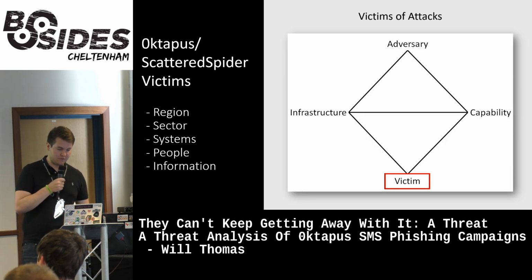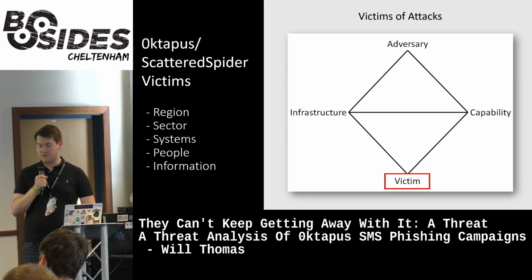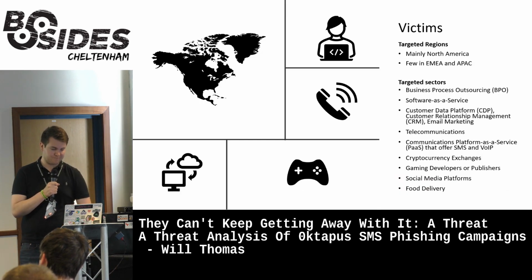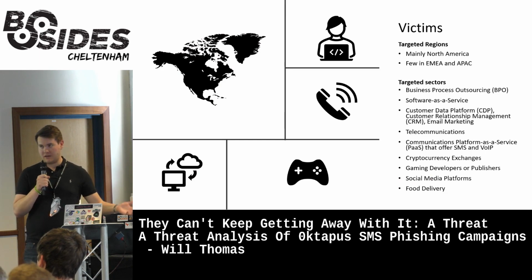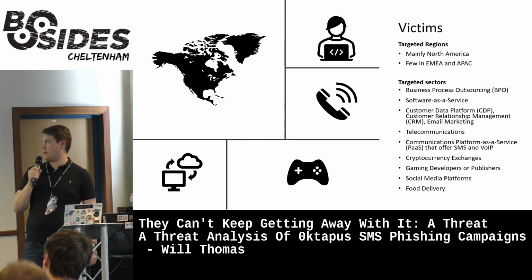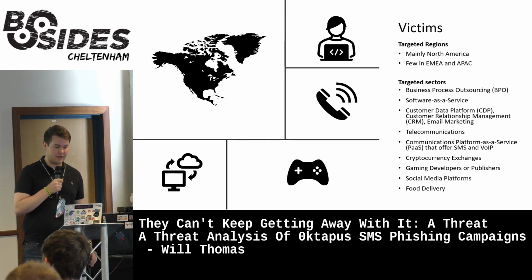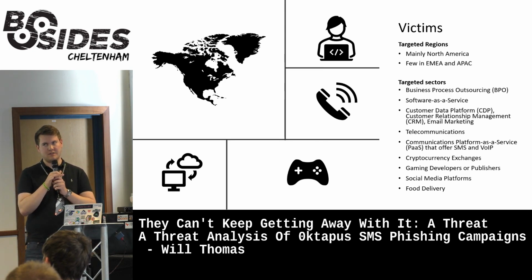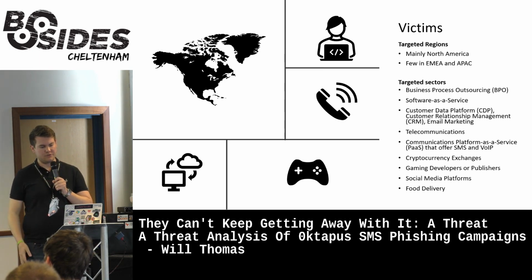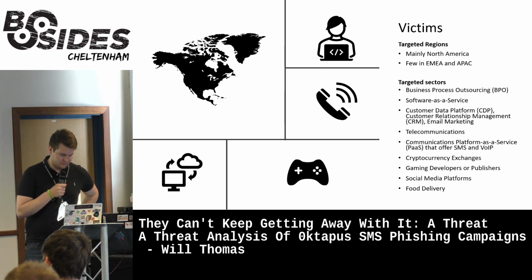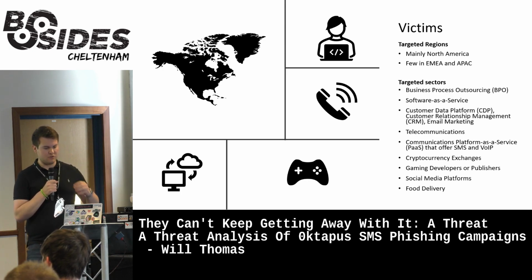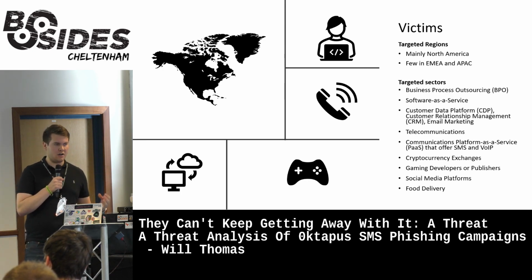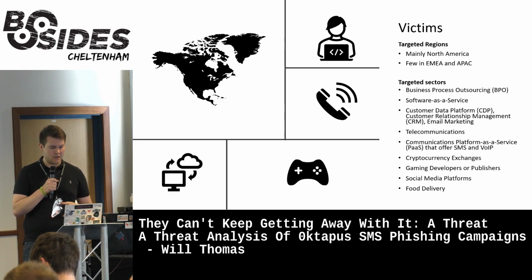So you've gone through capability and infrastructure, and we're going to look a bit more at their victimology, who they actually go after. As I mentioned earlier in this talk, they go after North America, a few in EMEA and a few in APAC. But out of all of the companies that they target, the majority of them are business process outsourcing. The interesting thing about that is, many companies outsource things like HR or content management, or customer relationship services and customer data processing.